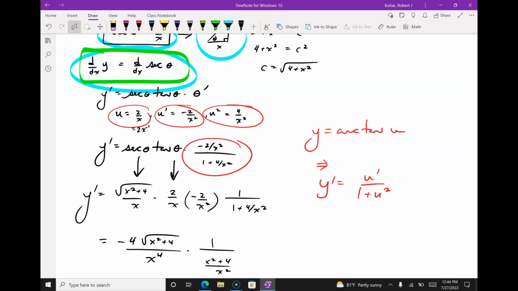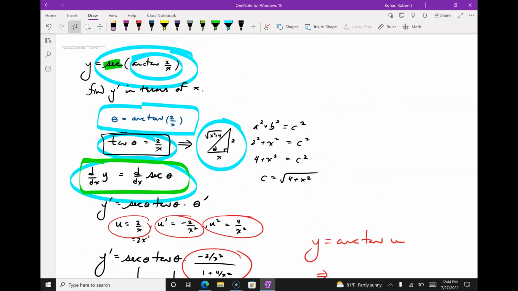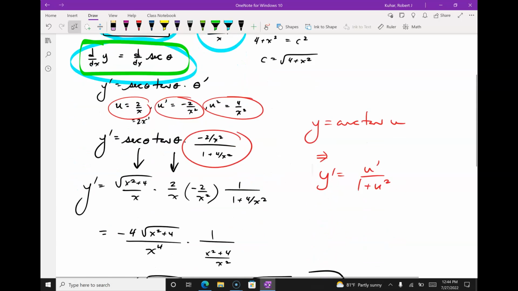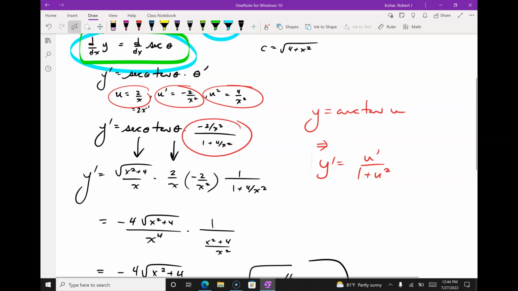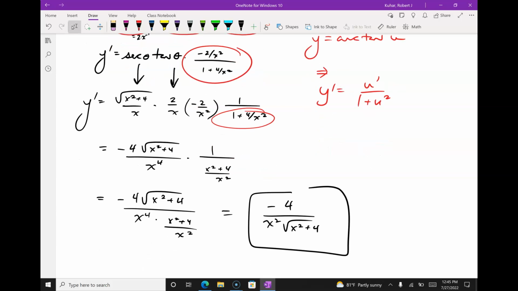Now, everybody with me so far? Long problem, right? Go ahead, Tia. So now I'm replacing my secant with the ratio from the triangle. Do you see it? The ratio is hypotenuse over adjacent, square root of x squared plus 4 all over x. Tangent is 2 over x. And then I'm just simplifying this as much as I can. I don't want fractions within fractions, so I get an LCD here, and then I keep simplifying.